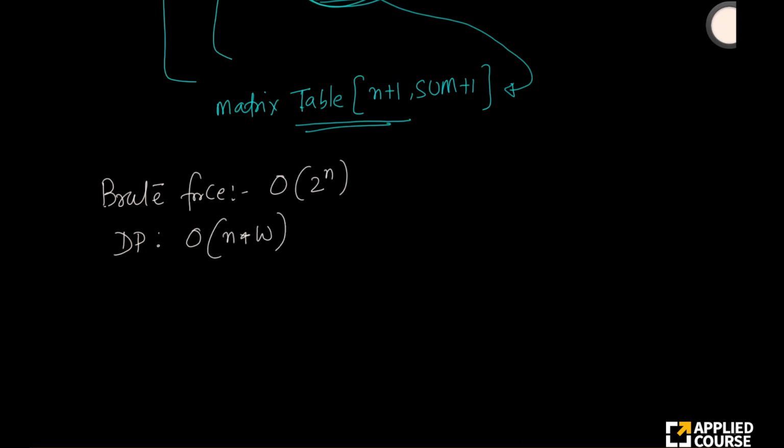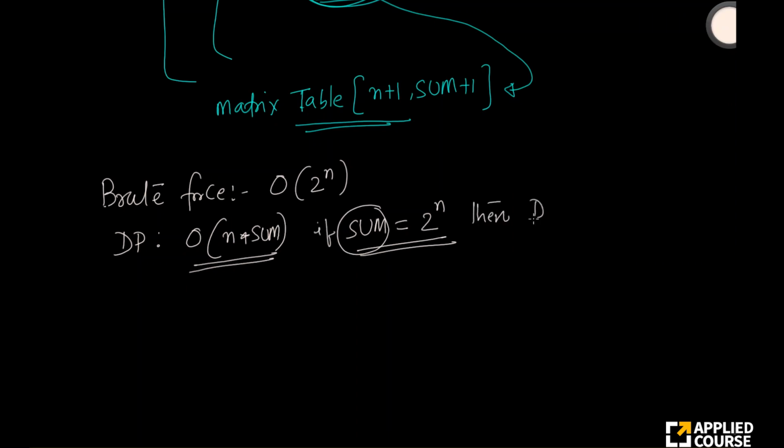Sorry, not n into w, n into sum. Now, what if my sum is equal to 2 power n? Because sum can be any large value, right? Then my dynamic programming is going to take worse time than my brute force, because sum can be any large number. If sum is equal to this, then my dynamic programming is worse than my simple brute force.